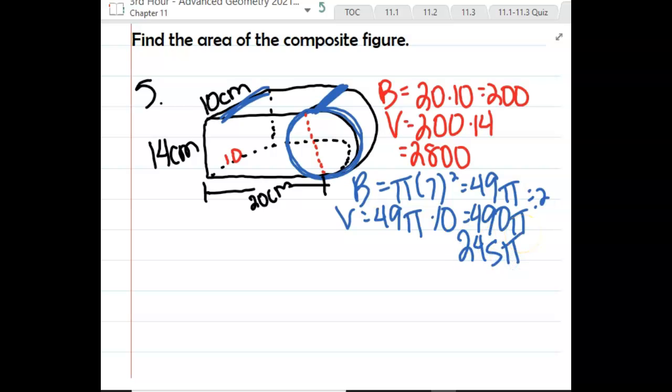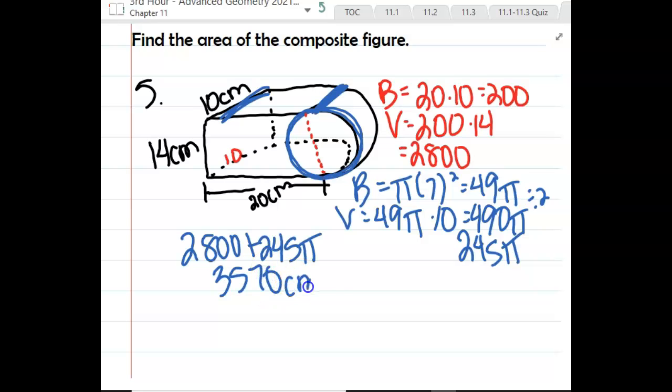pi. So for the volume of the composite figure, we would take 2,800 plus 245 pi, and I have the wrong answer in my notebook, so I'm going to need help with the answer. Okay, and the end of this together, what's the total volume? 3,570? Okay. 3,570 centimeters cubed.